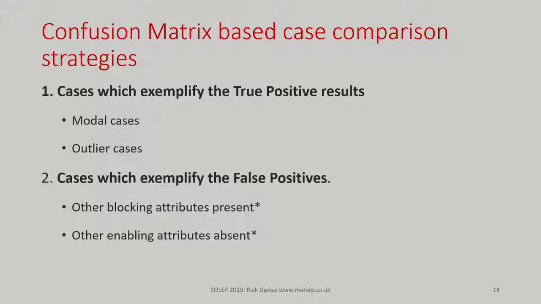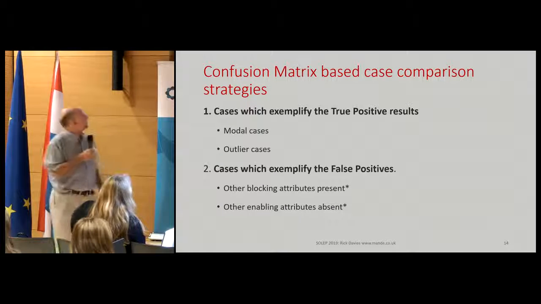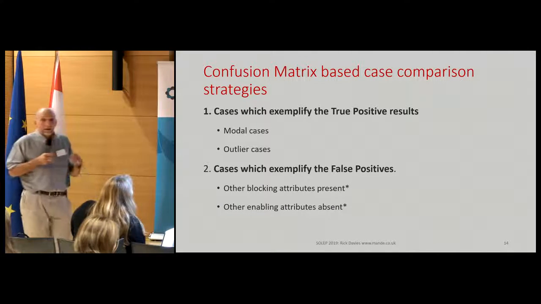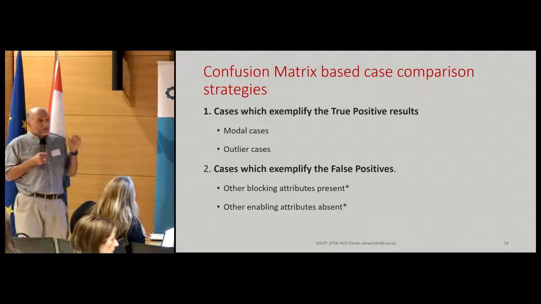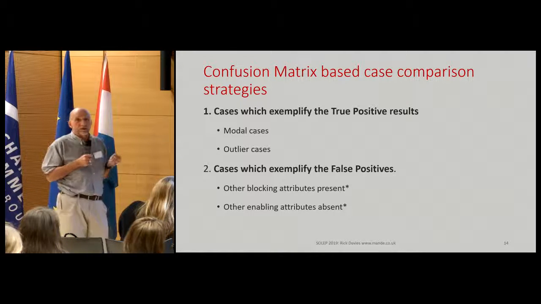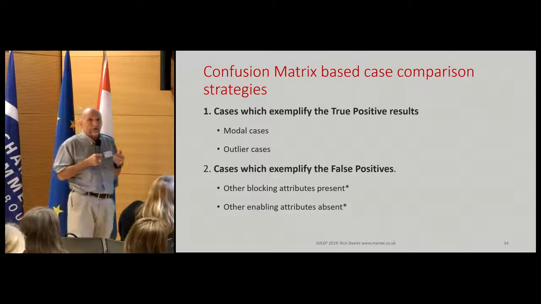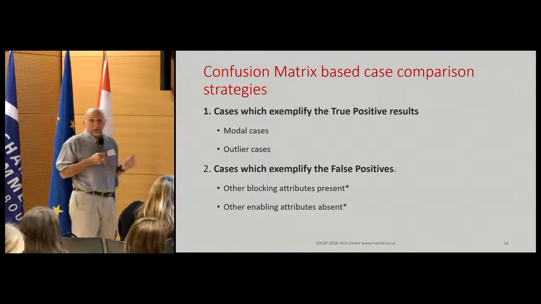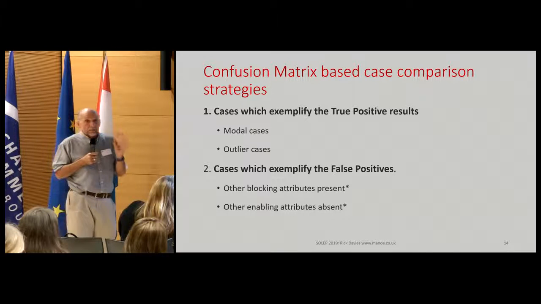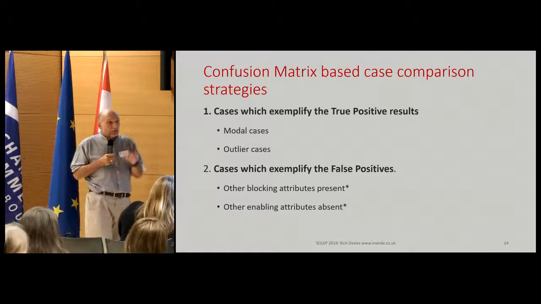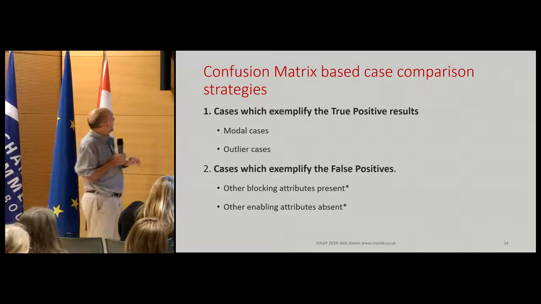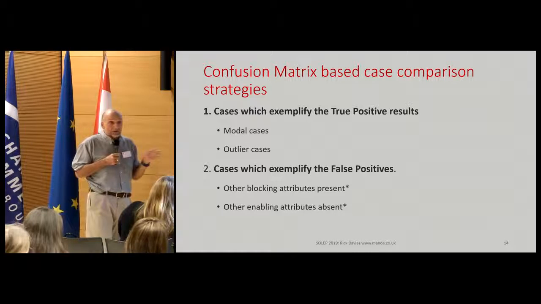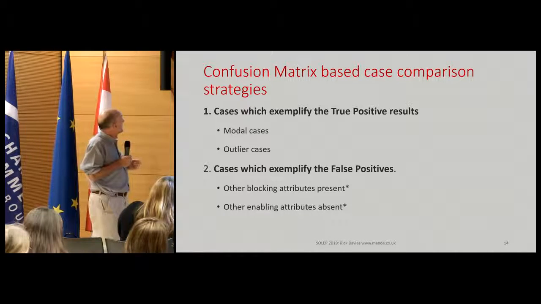So for each of those categories in the confusion matrix, we can identify different strategies for within-case investigations, questions that we might want to ask to help us clarify what's going on. In the true positives, as I've mentioned already, trying to find a modal case and then the causal mechanisms at work there, and then an outlier case to see whether those same mechanisms were still at work.